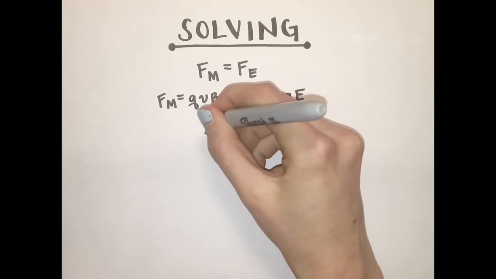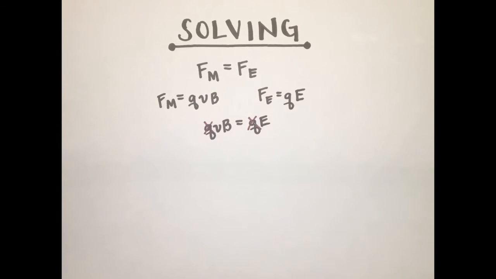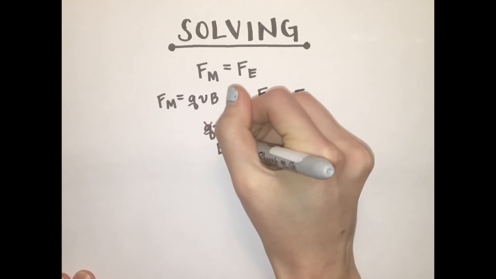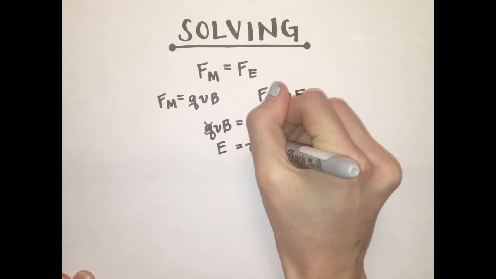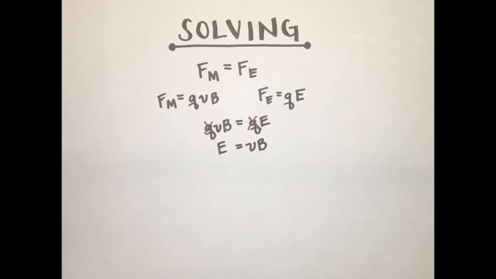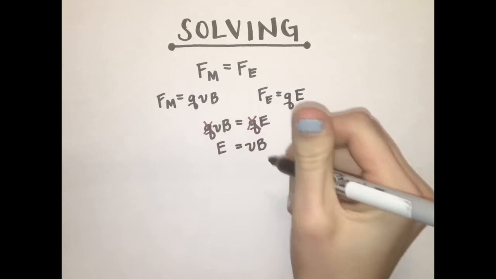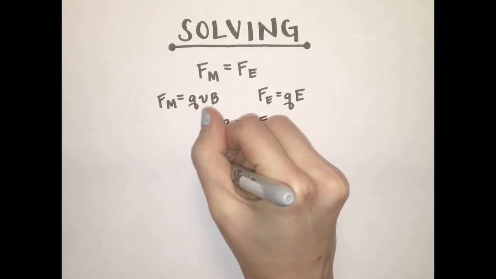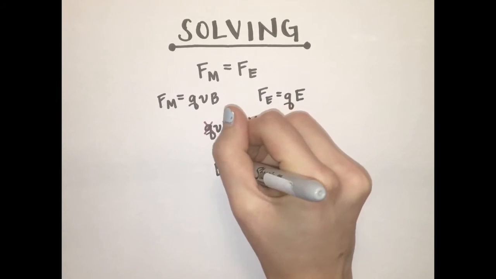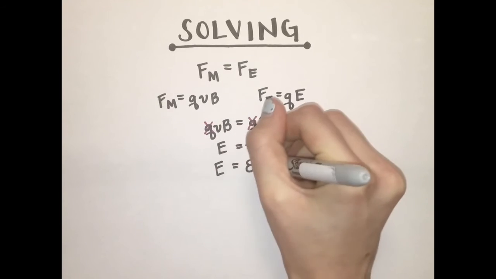We can then cancel the charge Q from both sides. This leaves us with E equaling V times B. From this, we can see that B is directly proportional to E. So because B is uniform, we can know that E is also uniform. For a uniform electric field, we know that E is equal to the Hall EMF, or epsilon, divided by the width of the conductor.